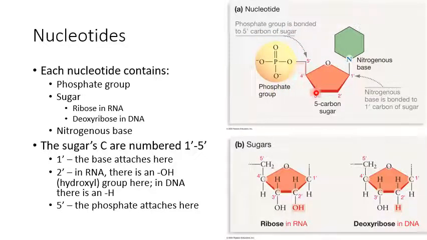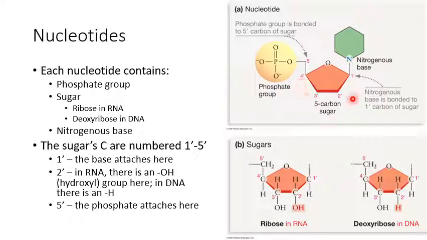So the sugar has 5 carbons in it, and they start from the right hand side, and it goes 1', 2', 3', 4', and then the 5' carbon is actually sticking up from the ring. The nitrogenous base is always attached at the 1' carbon. The phosphate group is always attached at the 5' carbon.